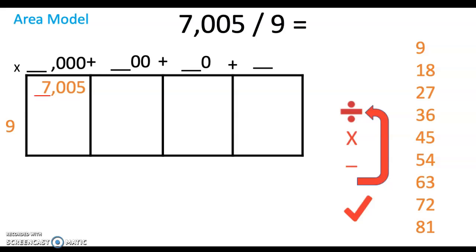If we look at our multiplication chart or times tables, what's the closest we can get to 7 without going over? Well, 9 is already too many, so that means everyone would get 0. 0 times 9 is 0. When we subtract, we're still left over with 7,005, which we'll take to our next place value. Now we are in a new box.